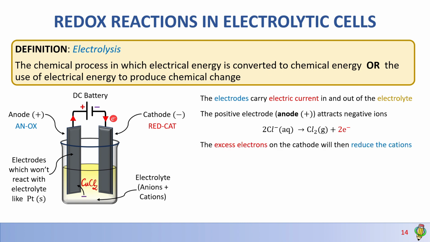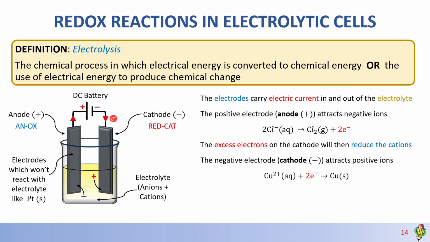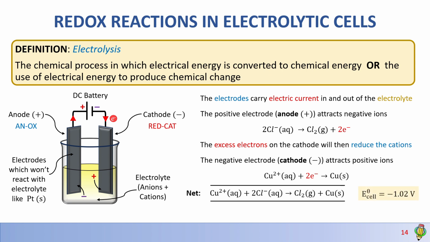The electrons that will be found on the cathode will then reduce the cations. So the negative electrode, which is the cathode, will attract the positive ions, as we see in the sketch. In this case, the copper 2+ ions will be attracted to gain 2 electrons and become copper solid. The net ionic equation looks like this, and the E° cell calculated will be negative 1.02 volts. This tells us that the reaction is non-spontaneous.